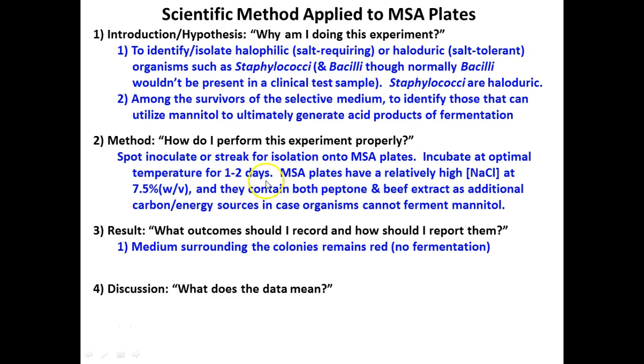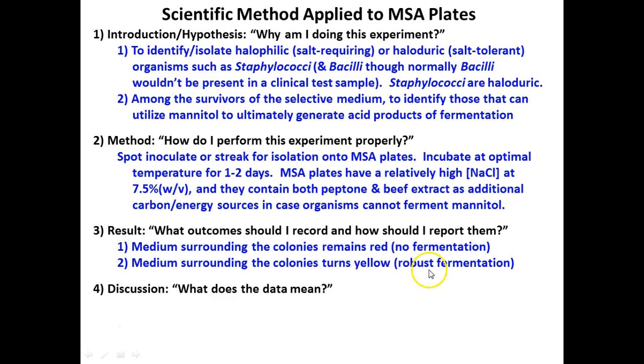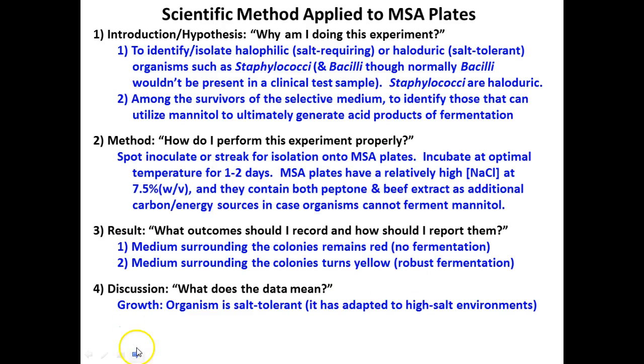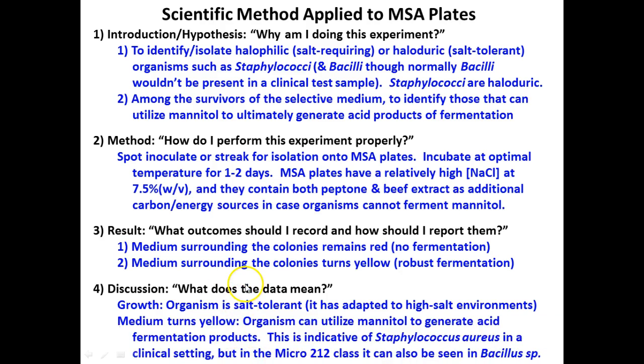So we just put them on the plates at optimum temperature for 1 or 2 days, and then I refrigerated them to stop growth, so we wouldn't get false readings. So media surrounding the colonies remains red. That means no fermentation happened, right? Media surrounding the colonies yellow means that fermentation happened. And only if you have growth does it tell you something, right? It tells you whether they're salt tolerant or not, and then from there we can know if they're fermenting. And this is really indicative of Staph aureus.